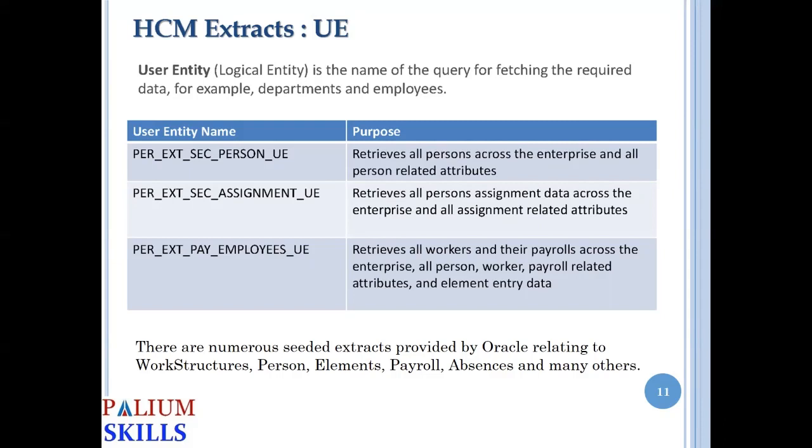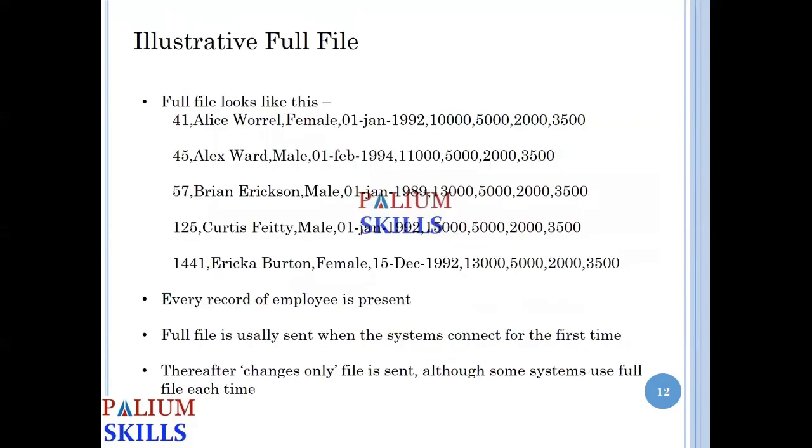There are numerous seeded extracts provided by Oracle relating to work structures, person, elements, payroll, absences, benefits, and so on. So you need to look through the user entities when you're defining your extract to identify the best one that gives you the required attributes. Again, when you're defining them, you might need to choose one or two of them and experiment with them and come up with the ideal one that you need to use.